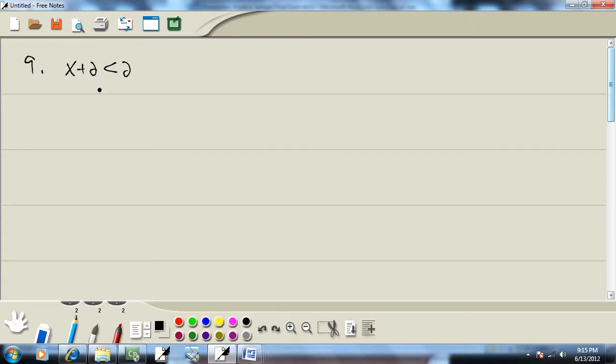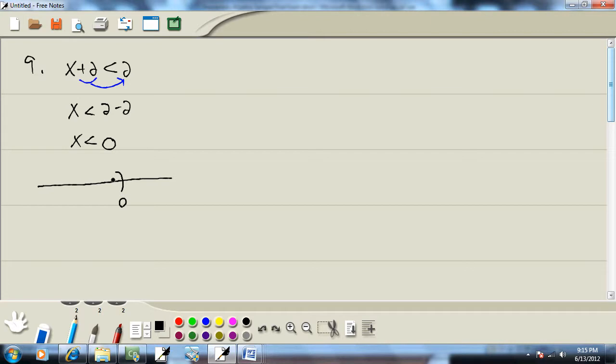Okay, first step, get rid of parentheses. Don't have any. Second step, get rid of fractions. Don't have any. Step 3, get everything with an X on one side, numbers on the other side. So I'm going to take this 2 and move it to the right side. You take anything across the inequality symbol, the sign changes, so that 2 becomes a negative 2. At any step, combine together numbers. 2 minus 2 gives me 0.